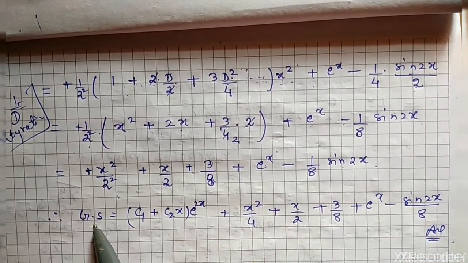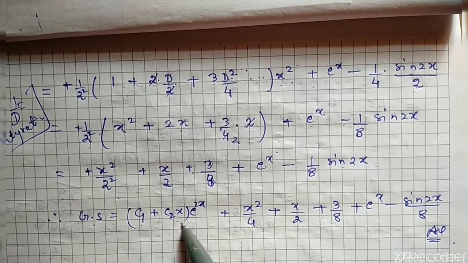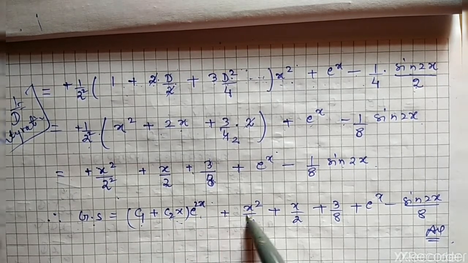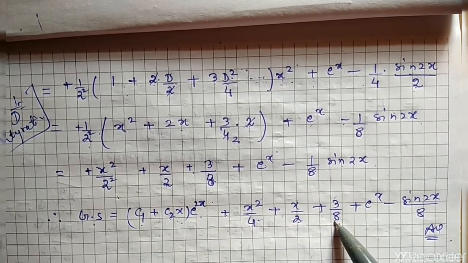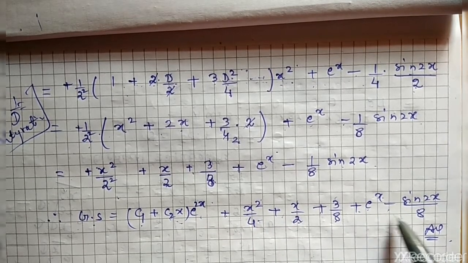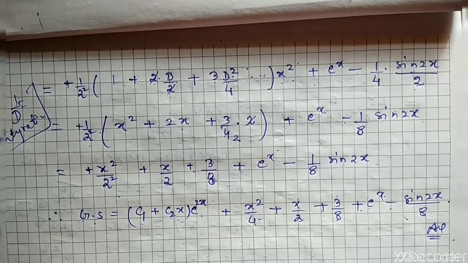Therefore, our general solution for the given differential equation will become (c1 + c2x) e^(2x) + x²/4 + x/2 + 3/8 + e^x − (1/8) sin 2x. I hope you all understand it very well.